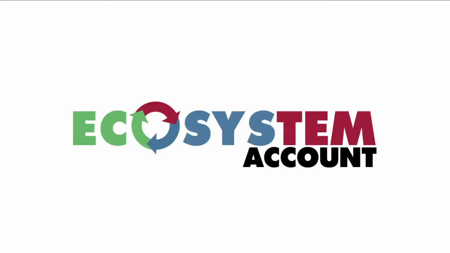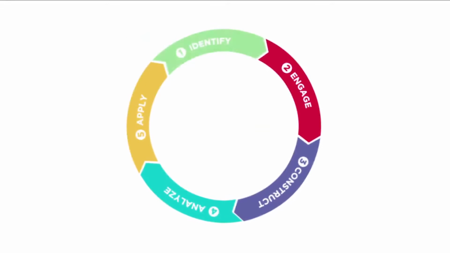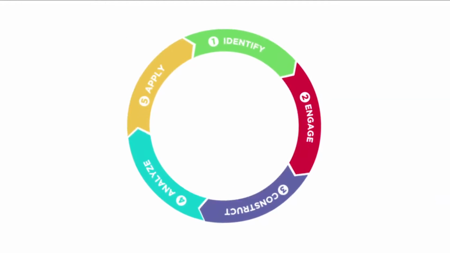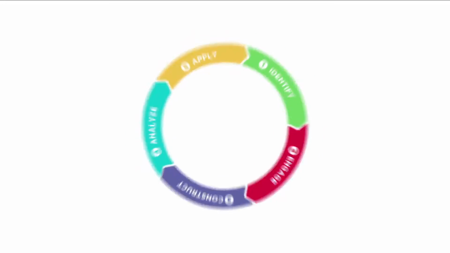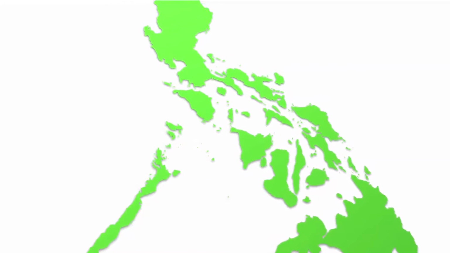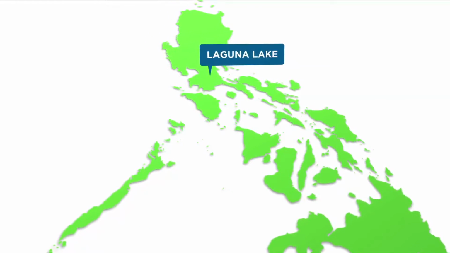Constructing an ecosystem account can be summarized in these 5 steps. Identify, engage, construct, analyze, and apply. We will walk you through the Philippines' WAVES experience in setting up ecosystem accounts for the Laguna Lake Basin and Southern Palawan.